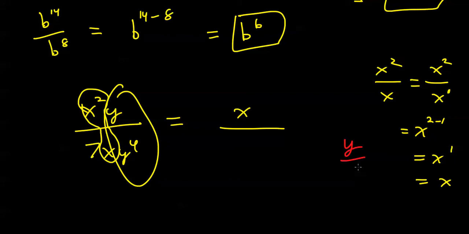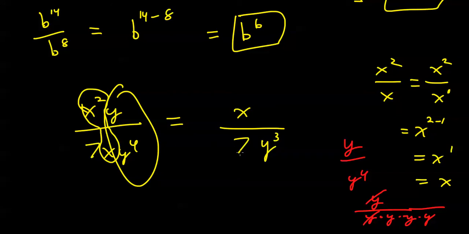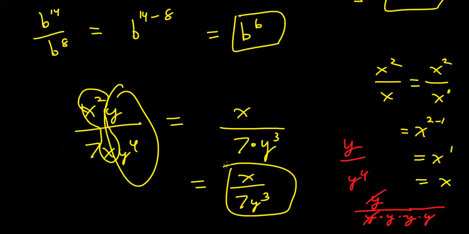Y over y to the 4th power, I think you can see one factor of y in the numerator and 4 factors of y in the denominator. That's y to the 4th power is 4 factors of y. One factor of y in the numerator cancels out one factor of y in the denominator, and I will have a y cubed factor downstairs, and 7. Don't forget about the 7 here. 7 doesn't cancel with anything, so my final answer would be x over 7y cubed. Final answer there.